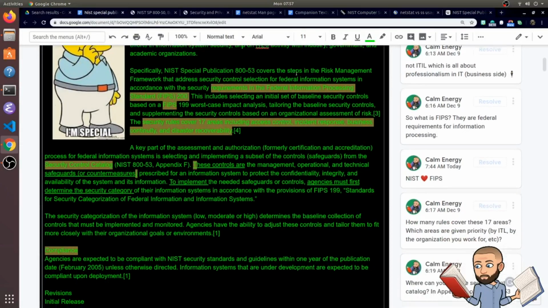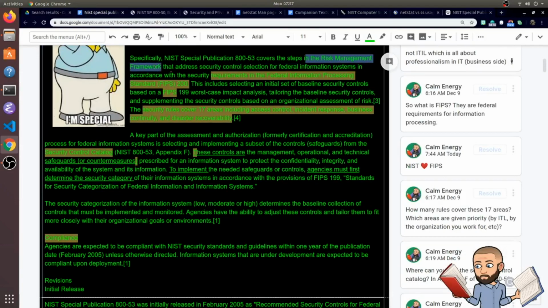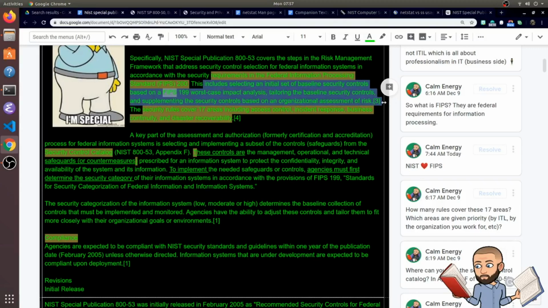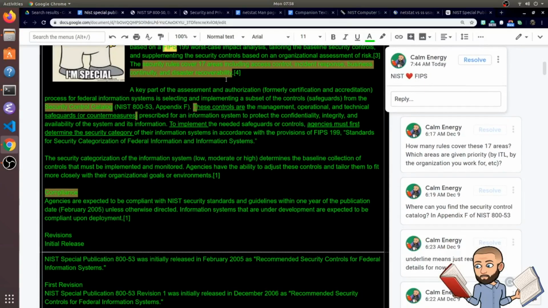Now, specifically, they're going to cover steps in the risk management framework that addresses security controls for federal information systems. And it's going to be in accordance with FIPS. Many of you have probably heard about that. To summarize, FIPS is simply requirements for information processing, data processing. If you're a programmer, sometimes your code has to be FIPS compliant. So to further prove their point, they're saying that this special publication includes selecting an initial set of baseline security controls based on a FIPS 199 worst case impact analysis. And they're tailoring the baseline security controls and supplementing the security controls based on organizational assessment of risk. So maybe when you think of NIST, think that NIST loves FIPS.